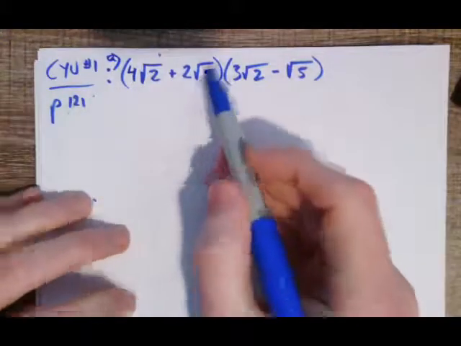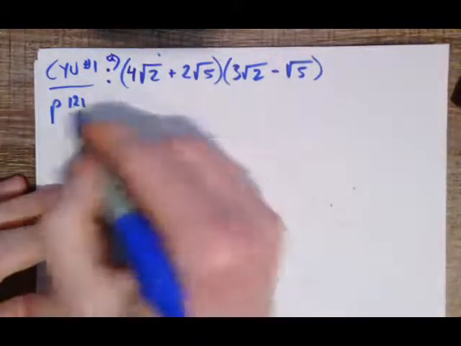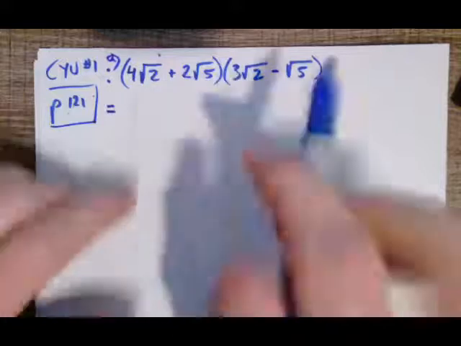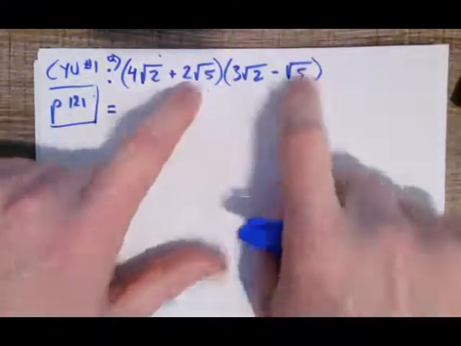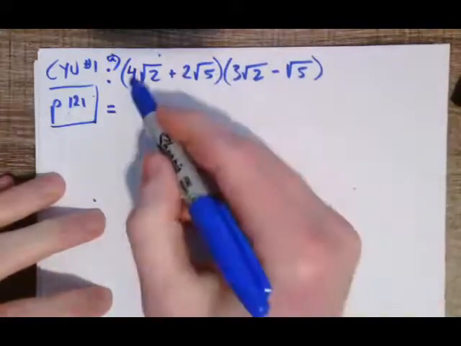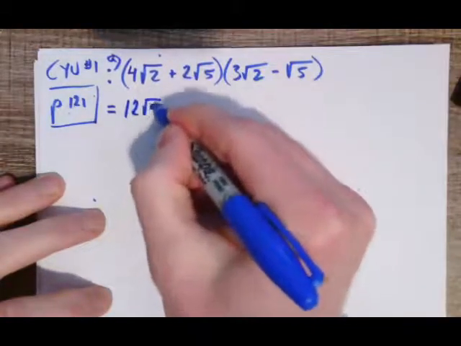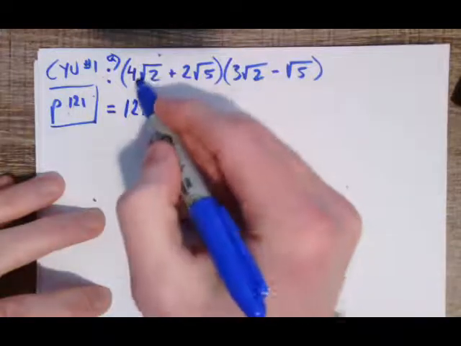This is CYU number 1, part A. 4 root 2 plus 2 root 5, in brackets, times 3 root 2 minus root 5. We do this the same way we do FOIL: first, outside, inside, last. We just multiply them, and then we collect like terms at the end. 4 root 2 times 3 root 2 is going to be 12 root 4. Multiply the outsides, multiply the insides, basically.